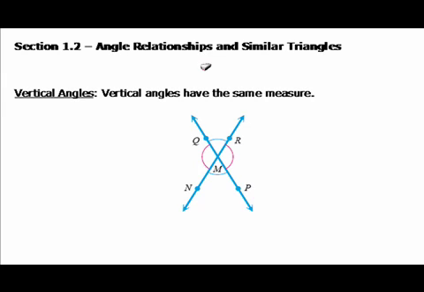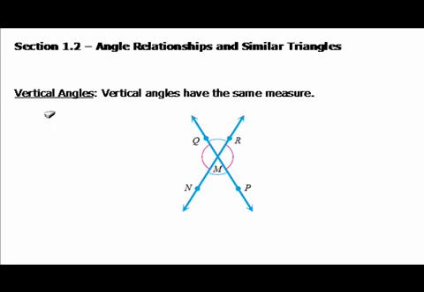Relationships, different types of angles. We have what's called vertical angles. I don't know if you remember hearing corresponding angles, alternate interior angles from geometry. So we're going to simply talk about all the different types of angles that are out there and some of the relationships between their angle measures for those different types of angles.